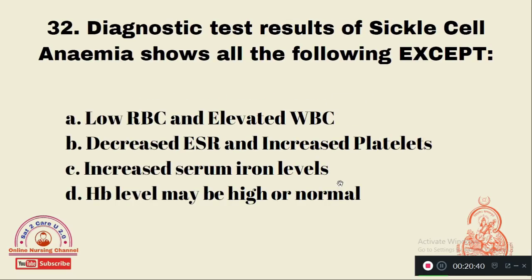Question number 32. Diagnostic test results of sickle cell anemia show all the following except option A, low RBC and elevated WBC. Option B, decreased ESR and increased platelets. Option C, increased serum iron levels. Option D, HB level may be high or normal. So in sickle cell anemia, the diagnostic test will show all of these except option D, HB level may be high or normal. In anemia, HB level will never be high or normal. All other diagnostic findings are common.